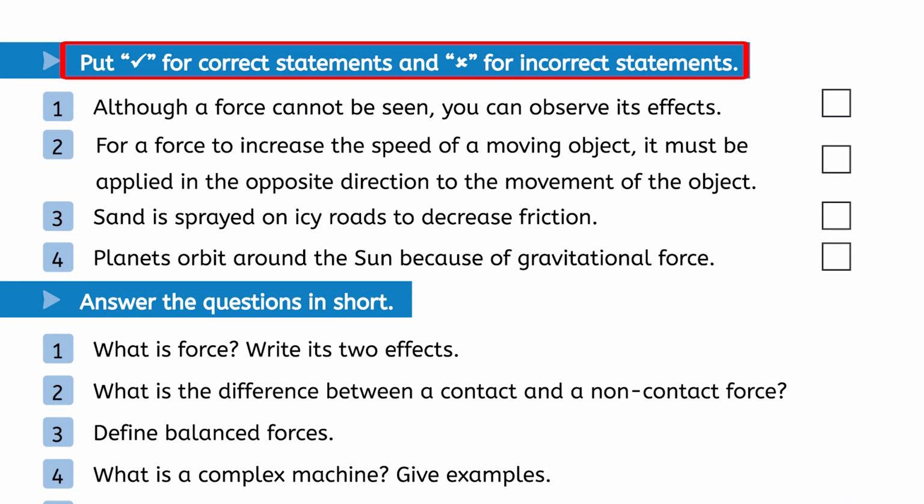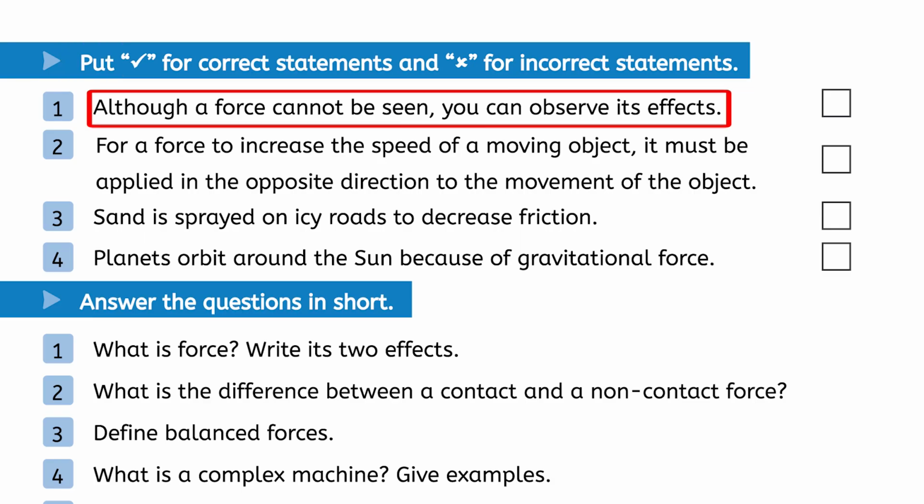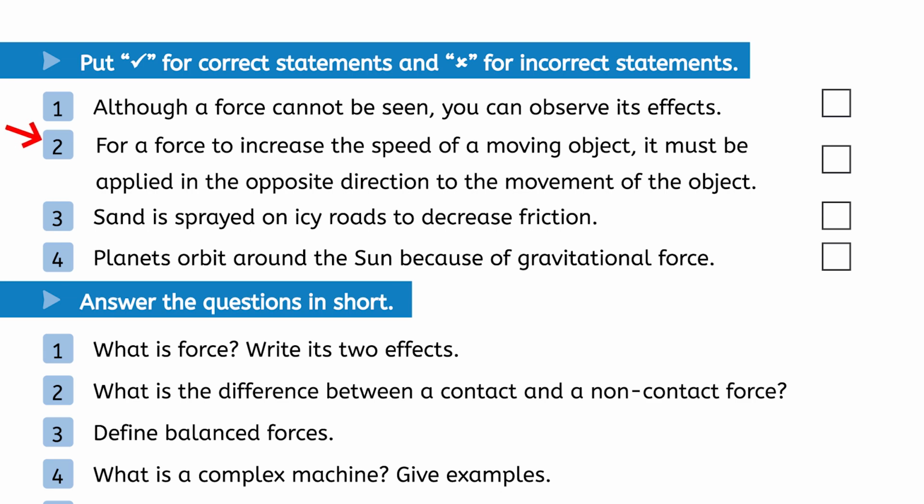Put tick for correct statement and cross for incorrect statement. First, although a force cannot be seen, we can observe its effects. Tick. Second, for a force to increase the speed of a moving object, it must be applied in the opposite direction to the movement of object. Cross. Third, sand is sprayed on icy roads to decrease friction. Cross. Fourth, planets orbit around the sun because of gravitational force. Cross.